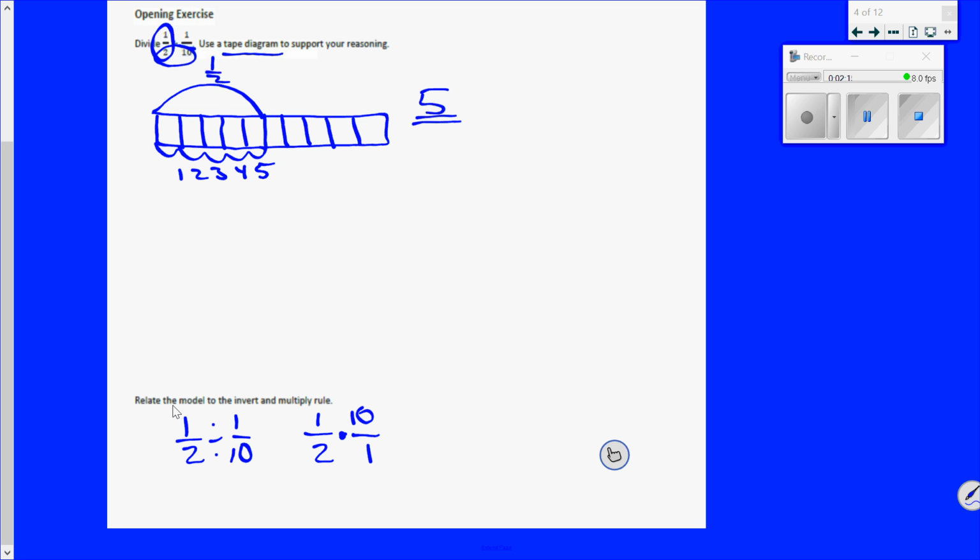Once I'm in multiplication, now I can look for my reductions. Divide both those by 2, becomes 1 and a 5. 1 times 5 is 5. 1 times 1 is 1. 5 over 1 simplifies to just 5. So we can see mathematically what our model expected us to be able to see.